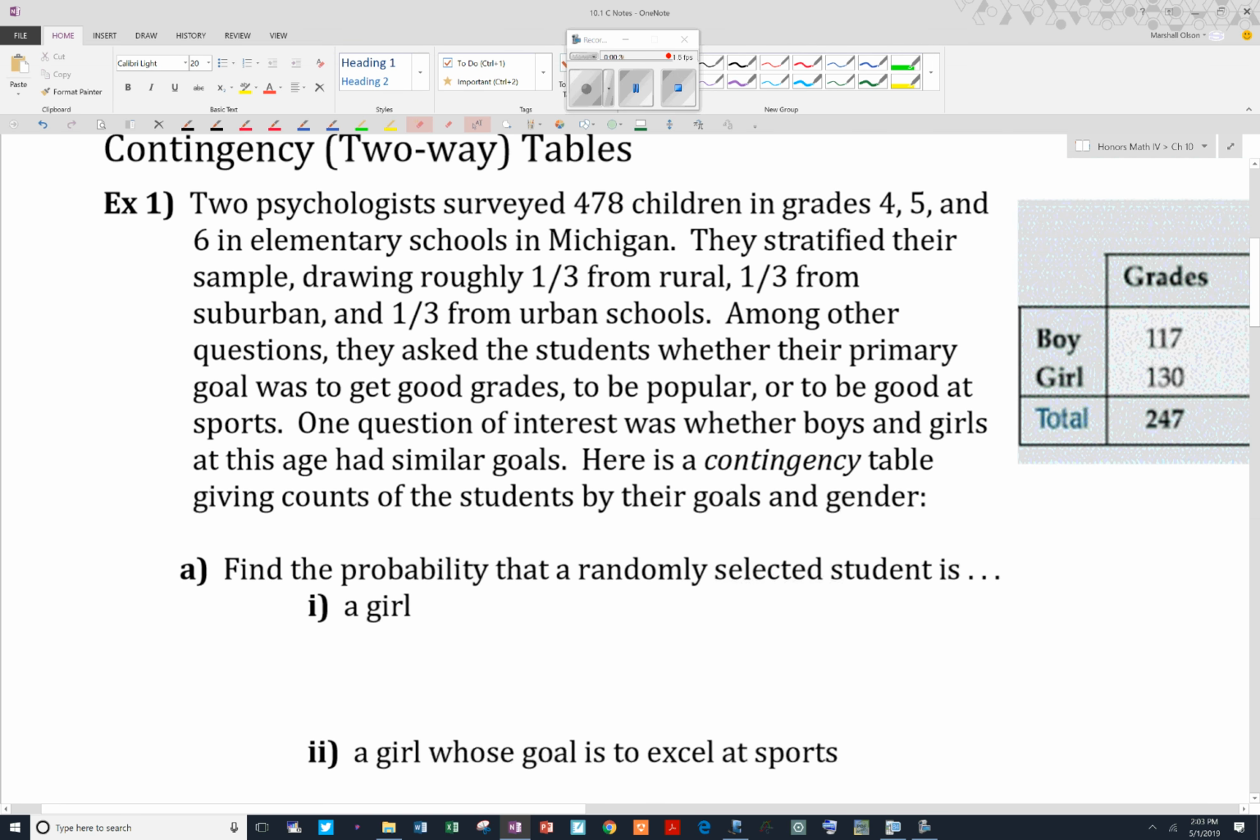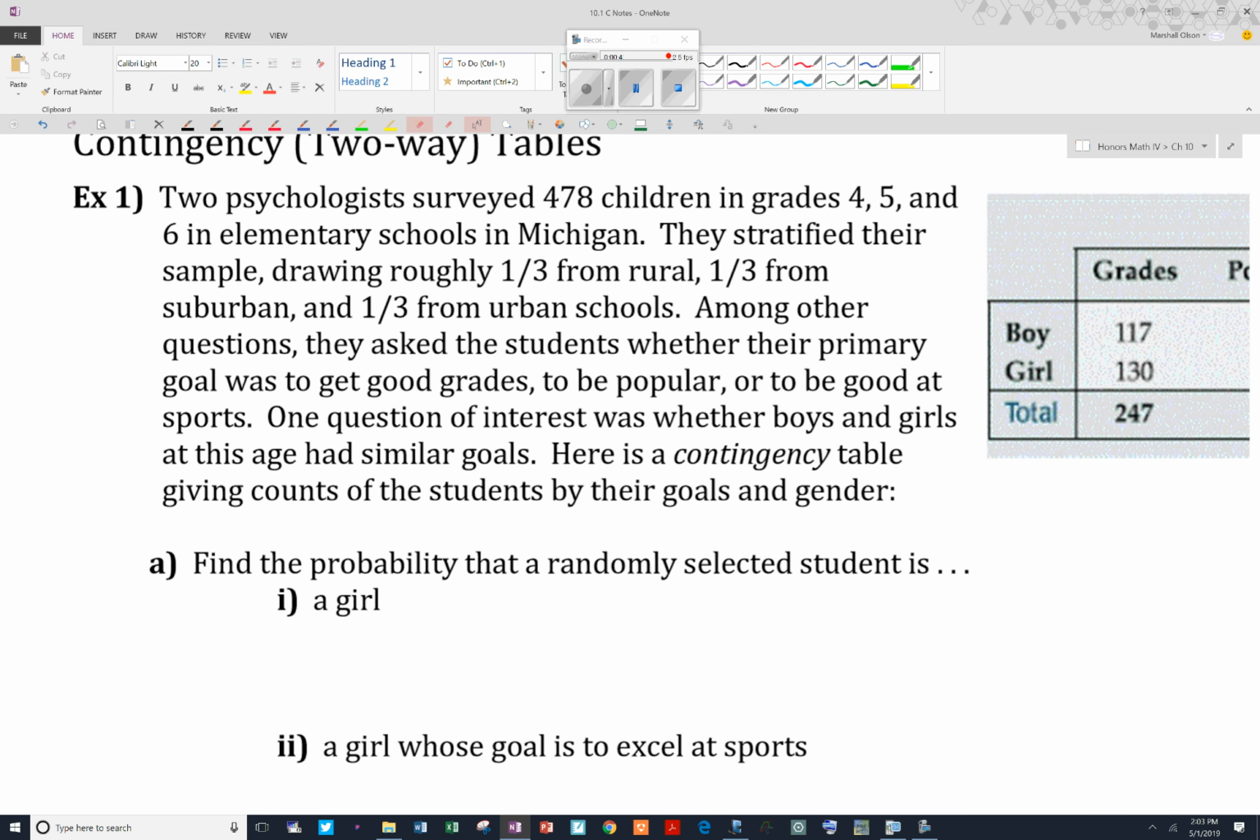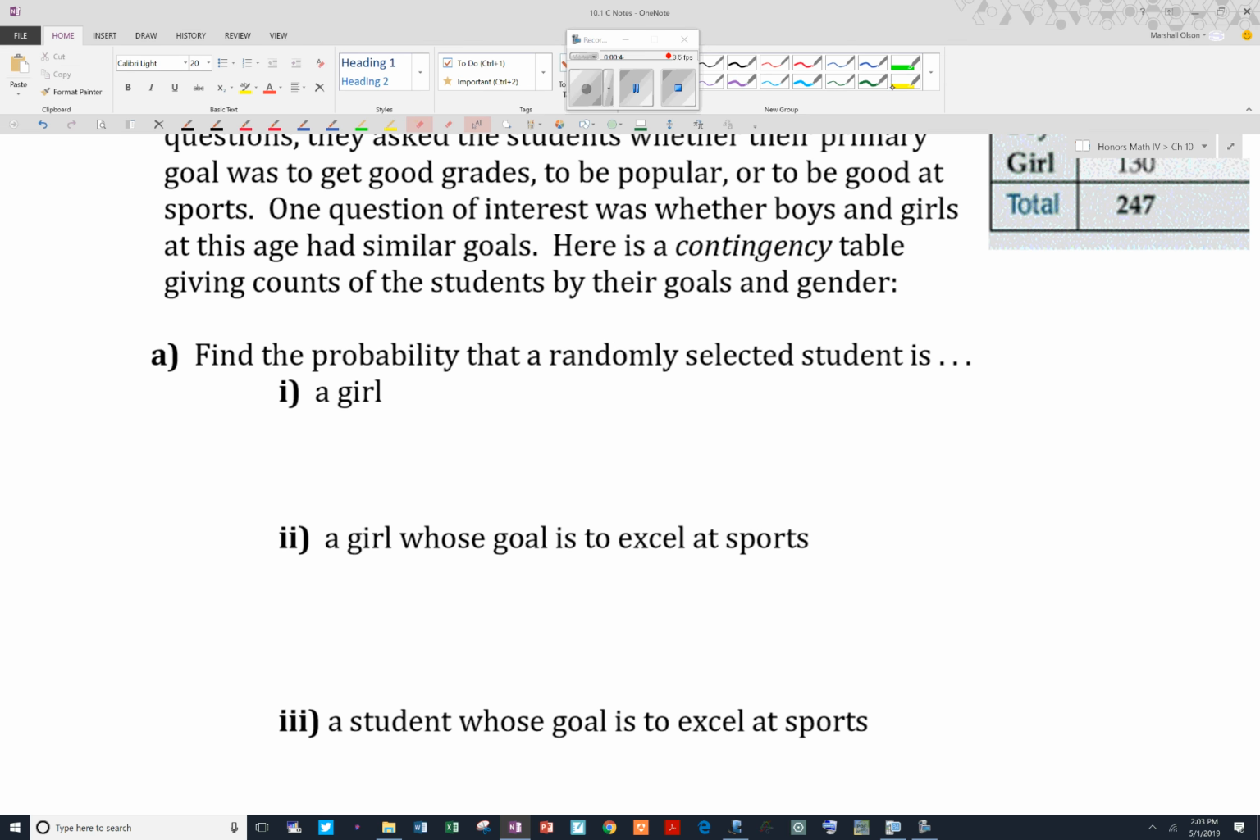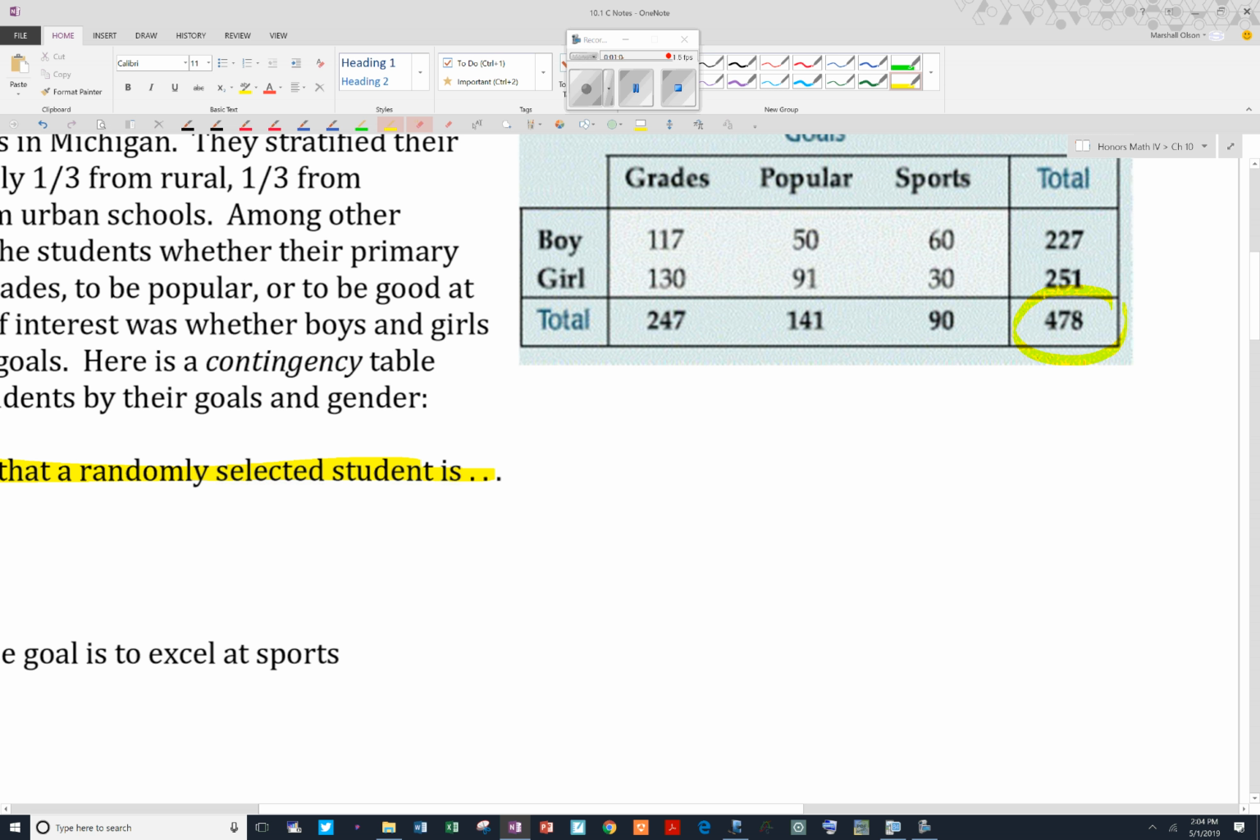That goes into depth about how they conducted this study, the stratified sample. We're just interested in the probabilities. So the probability that a randomly selected student is, now this part right here is huge actually, because it tells us what our sample space is. Our sample space is the entire, well, maybe not the entire student body, but all the students in the sample. So in other words, our denominator for the next three questions will be the 478, because for each of these probabilities, it asks what's the probability that any of these randomly selected students is, and then whatever. So we are using the 478 as our denominator.